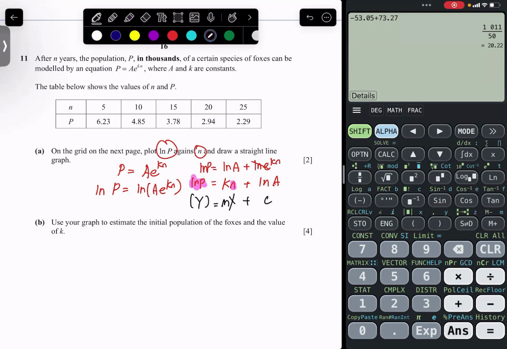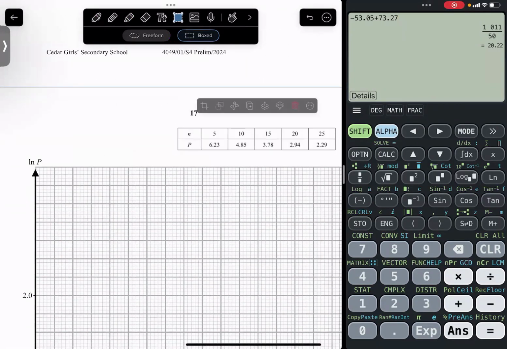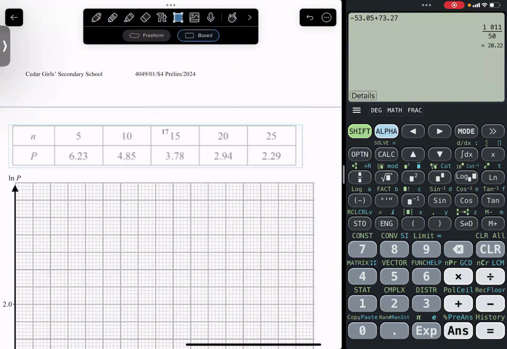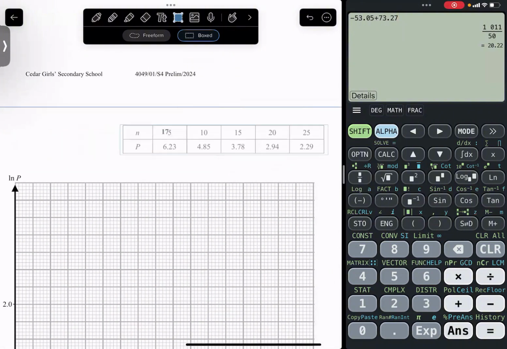Use your graph to estimate the initial population of the foxes and the value of k. But first I need to draw the straight line graph in order to do that. So copy, go to the next page, paste. The scale is given to me, I like it. Since I'm plotting ln P against n, what is important is that I have the data called ln P.